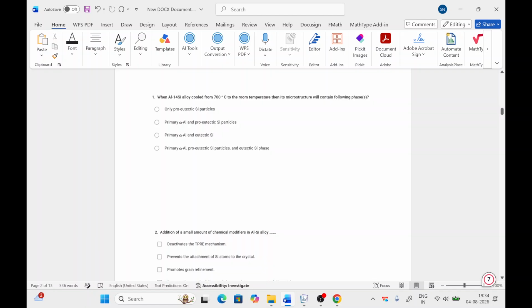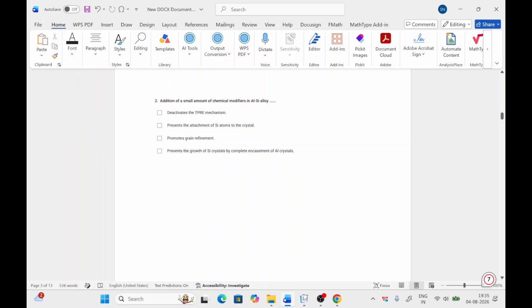Next question is: when aluminum 14% silicon alloy is cooled from 700 degrees Celsius to room temperature, then its microstructure will contain the following phases. So aluminum 14% silicon is a hypereutectic alloy, in which primary alpha aluminum forms, proeutectic silicon particles form, and eutectic silicon phase also forms. So the fourth option is correct.